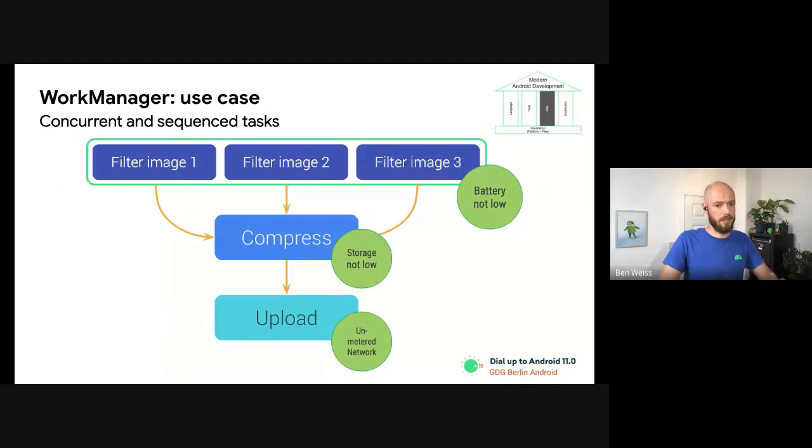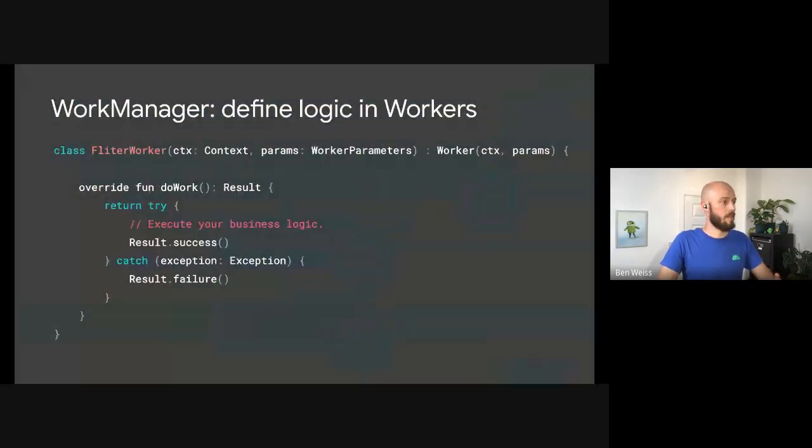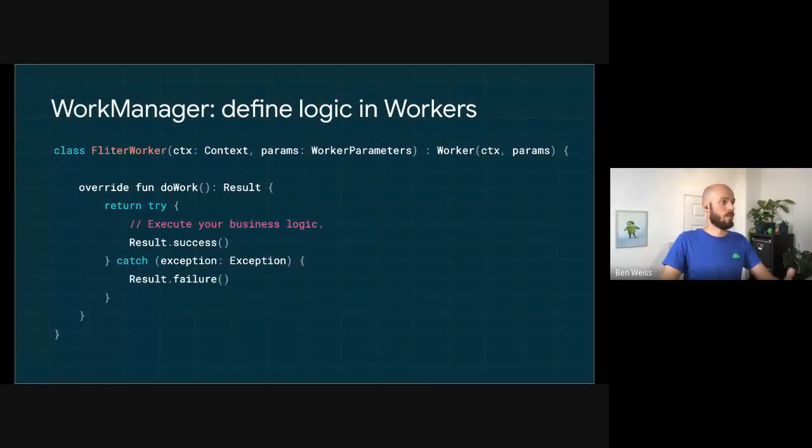The API in general is fairly simple. We have the work manager, and we have the worker, which in that case is our filter worker, which extends from the worker class, and you have the function doWork. Within it, before the result success, this is where you do all the things that you want to do. This is where you write all your code. Then result success says this is fine, this has succeeded. On the other hand, if something fails, you return result failure. That means you know that this has failed and you have to handle it otherwise.